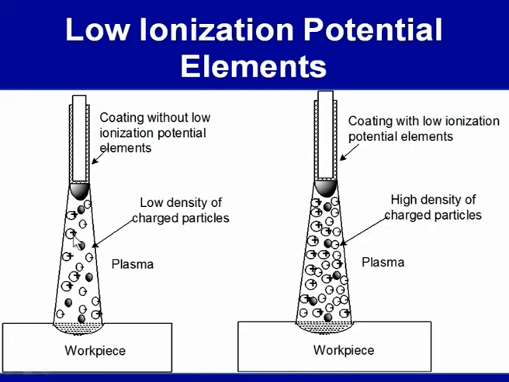Here we can see schematically the difference in the two cases, when the low ionization potential elements are present with the coating or when there is no presence of the low ionization potential elements. So, when we are using the bare electrode and the arc is established between the bare electrode and the base material, we will see that the number of charged particles in the arc gap is low and the particle density is low.